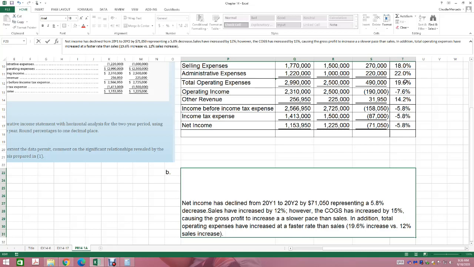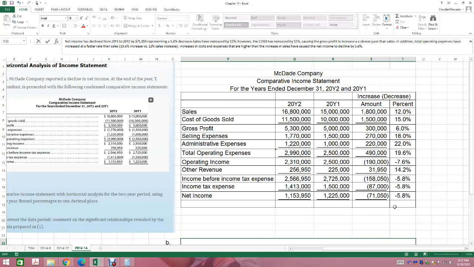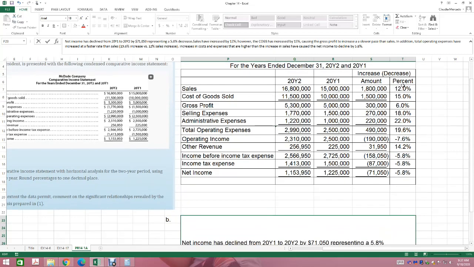Increases in costs and expenses that are higher than the increase in sales have caused the net income to decline by 5.8%. So we can analyze from the information that yes, my sales went up by 12%, but my cost went up by 15%, and my total operating expenses went up by 19.6%. That's causing my net income to drop.